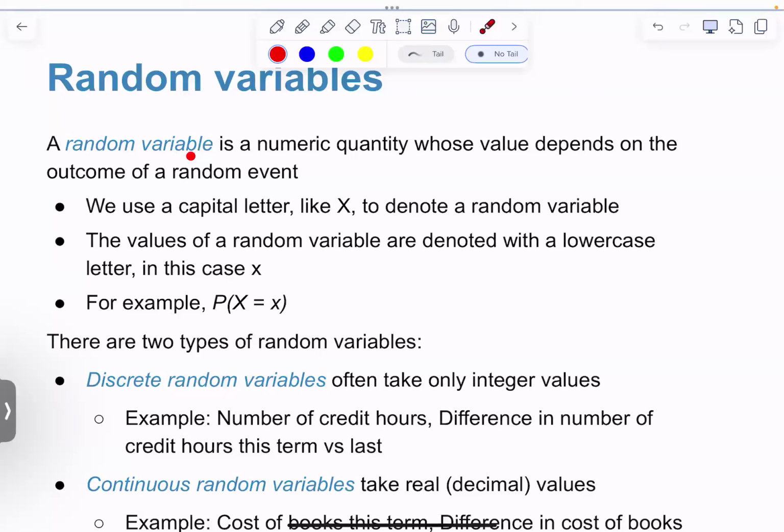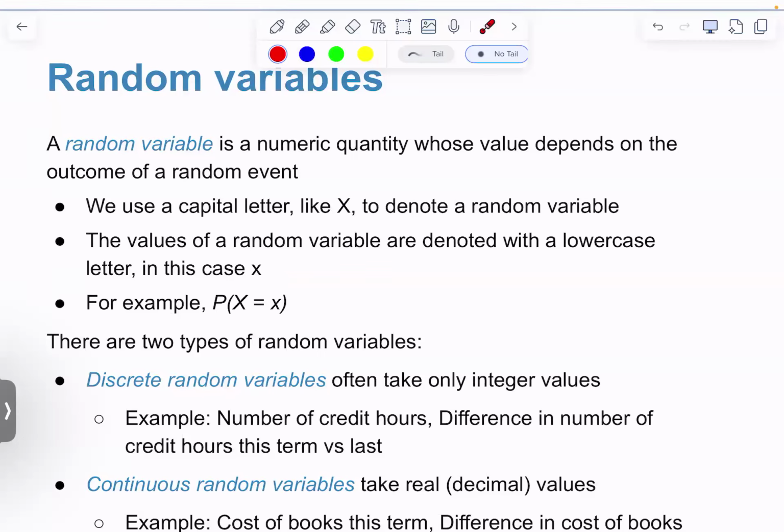A random variable is a numeric quantity whose value depends on the outcome of a random event. To establish some basics here, we typically use a capital letter, capital X, for example, to denote a random variable. And then the values of a random variable are denoted by a lowercase letter, usually the matching one, so a lowercase x.